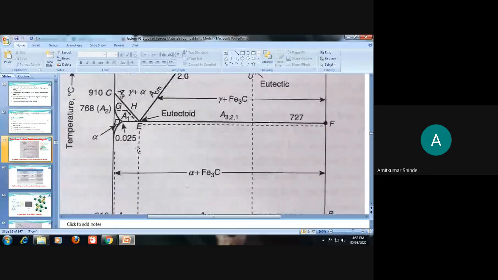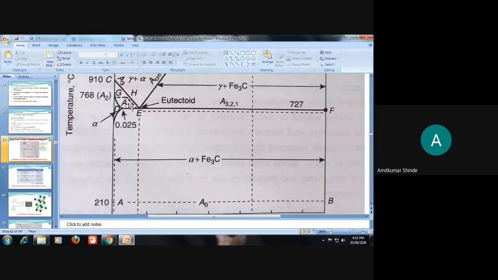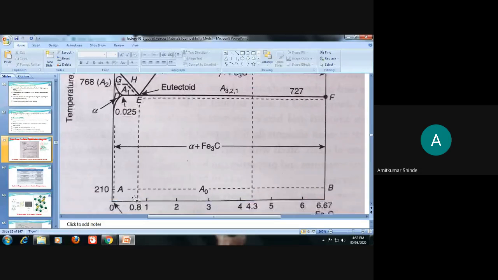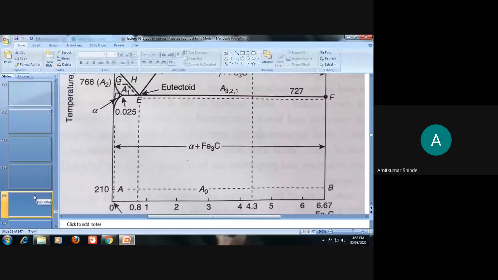And in case of steels, as I have already explained, the carbon percentage will be less than 2%. Exactly 0.8% carbon is eutectoid steel. From 0.008 to 0.8, it is hypoeutectoid steel. And whenever carbon percentage is more than 0.8 and less than 2%, it is hypereutectoid steel. So this is the classification. Now we will continue towards the actual type.